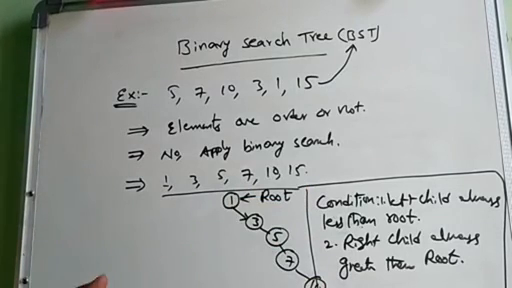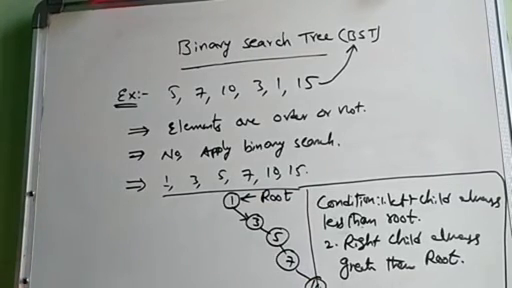So this is the process of inserting the elements based upon the conditions. If it is a greater value, always move to the right side of the parent. If it is a lesser value, move to the left side of the node.